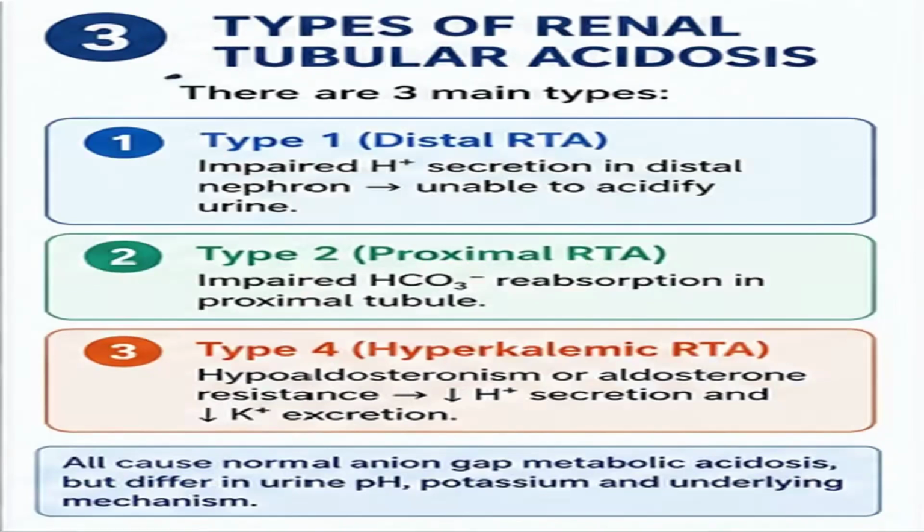There are three major types of renal tubular acidosis. Type 1, or distal RTA, occurs due to impaired hydrogen ion secretion in the distal nephron. Type 2, or proximal RTA, results from defective bicarbonate reabsorption in the proximal tubule. And type 4 RTA is caused by aldosterone deficiency or resistance, leading to reduced acid excretion and elevated potassium levels.